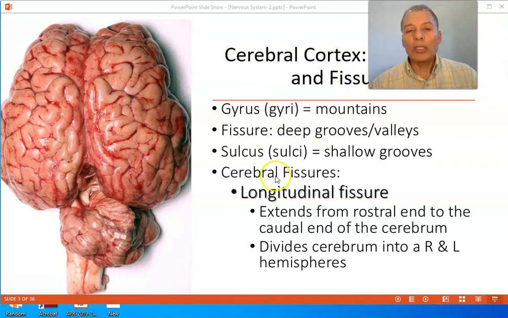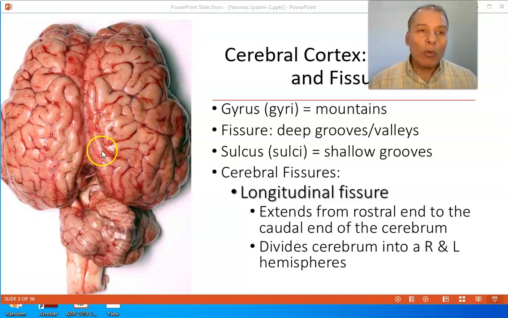Before we get into the details about every part of the cortex and what it has, we are going to look at the boundaries, the boundaries that separate one area from another. These we call fissures, or fissures are the deep ones, and sulci are the shallow ones.